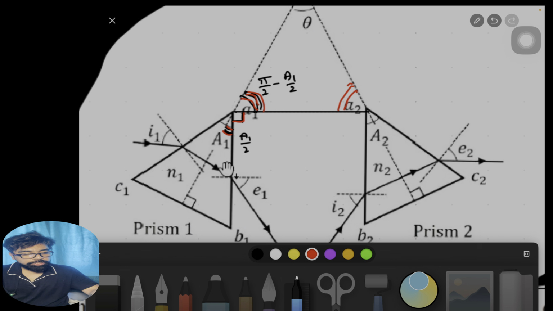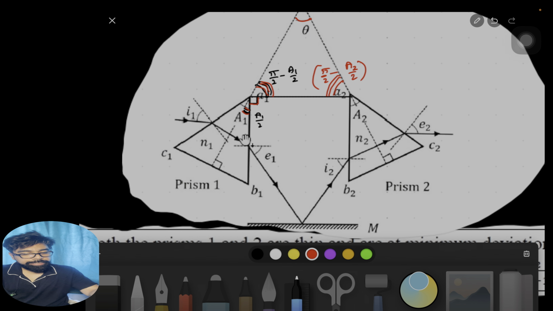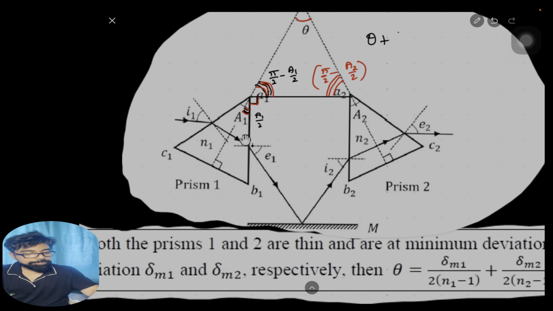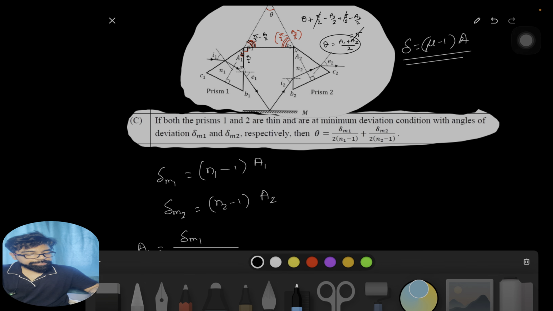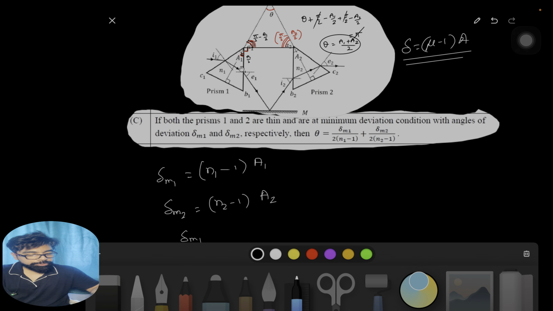From the same geometry, on the right hand side, you will get 90 minus A2 by 2. In the triangle with theta, 90 minus A1 by 2 and 90 minus A2 by 2, the summation will be 180 degrees. So theta plus (pi by 2 minus A1 by 2) plus (pi by 2 minus A2 by 2) must be equal to pi. So you can cancel and you get theta equal to (A1 plus A2) divided by 2. That's your theta in terms of A1 and A2.